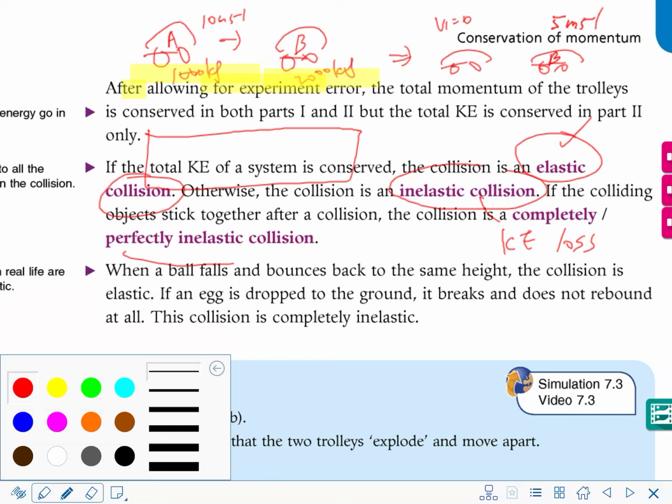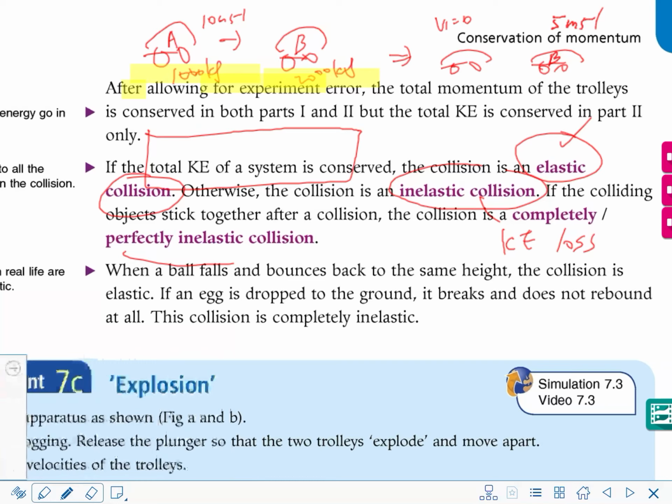Do you think it has KE loss or no KE loss? Maybe we can calculate it. Before collision, the total KE will be 1/2 times 1,000 times 10 squared, plus 0. So it will be equal to 50,000 joule. After collision, what can you get? 1/2 times 2,000 times 5 squared. So it will be 25,000 joule after collision.